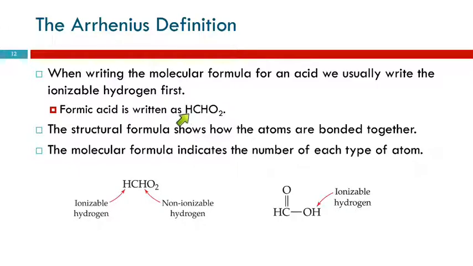So this one is written first. This hydrogen does not become an ion and leave. It sticks around. So we always write ionizable hydrogens first and the rest of them back with the other ones. So here's the structure. This hydrogen that's bonded to the oxygen is the one that will become an ion and leave. This hydrogen bonded to the carbon is going to stay put. So that's why we sometimes write things a little strangely.